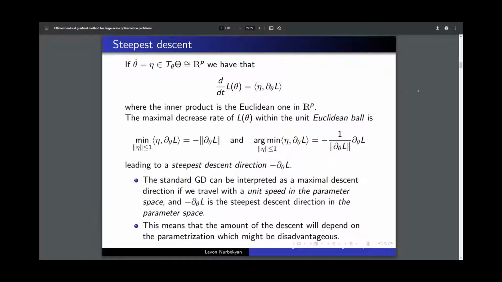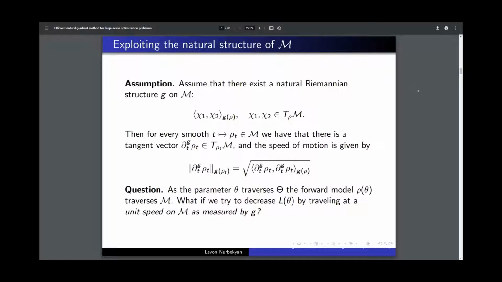Now, of course, this will depend on the parameterization that we use, and it will not take advantage of the structure. So the question is, can we actually use the geometric structure of our forward model in some way?